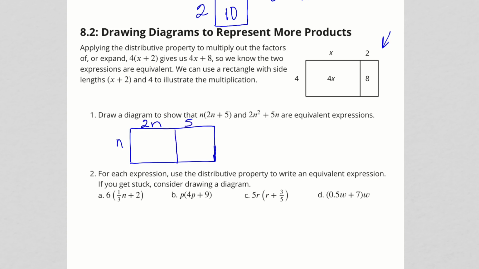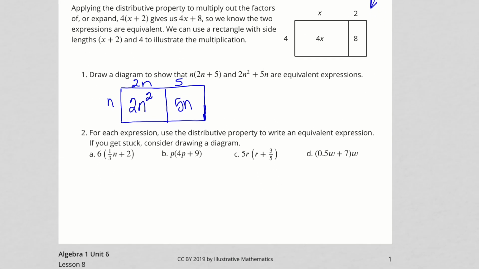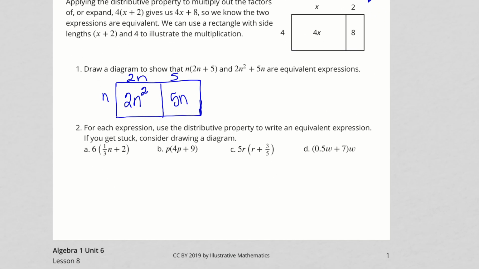So 2n times n, what is that? 2n squared. What is n times 5? 5n. That's what I was thinking. So they are equivalent expressions because that's the area on the inside.